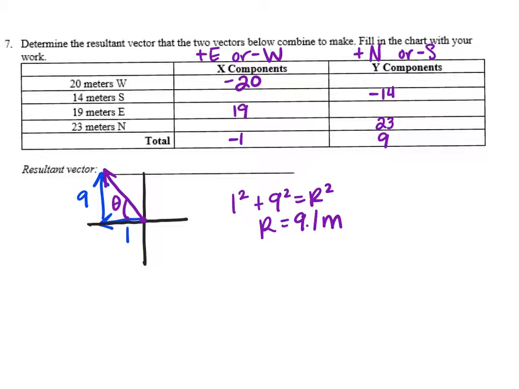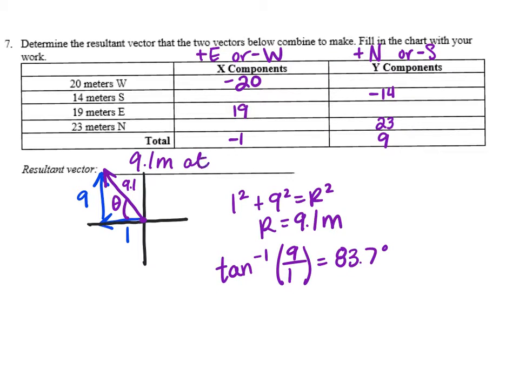And then you'll use a trig function. Technically, once you've done the Pythagorean theorem, you know each side of your triangle, so you can use any of the trig functions. I tend to just use inverse tan because it uses the legs of the triangle, so it'd be inverse tan of 9 over 1, and that would equal an answer of 83.7 degrees. All right, so now we're going to put all the pieces together. So your magnitude is 9.1 meters, and it's going at 83.7 degrees.